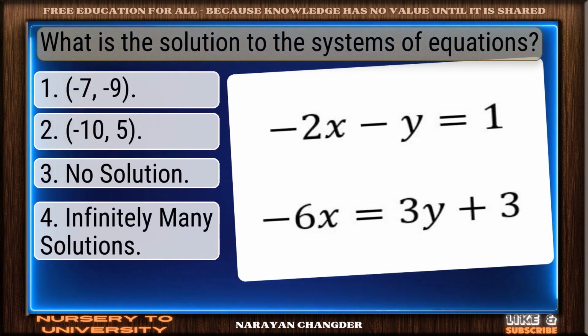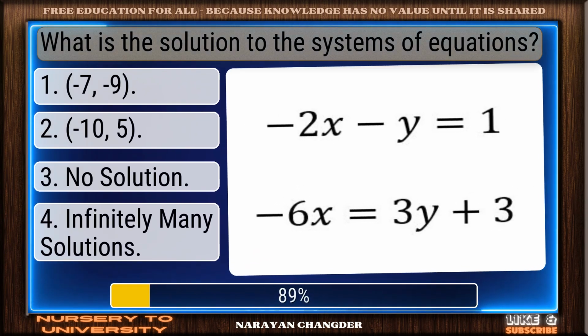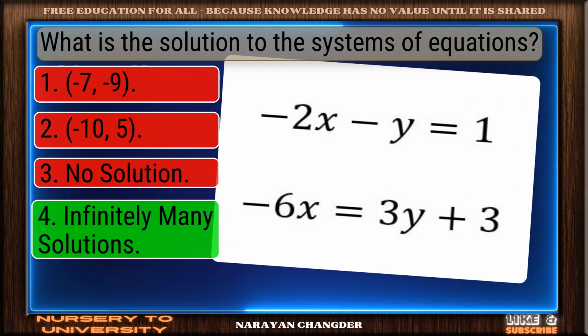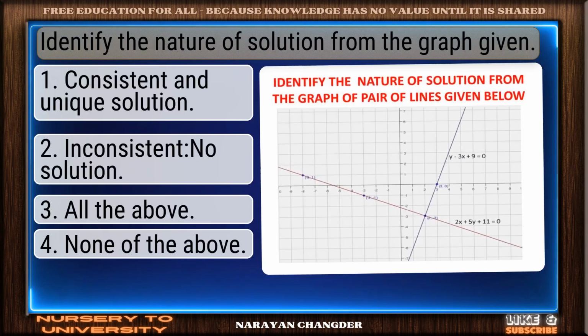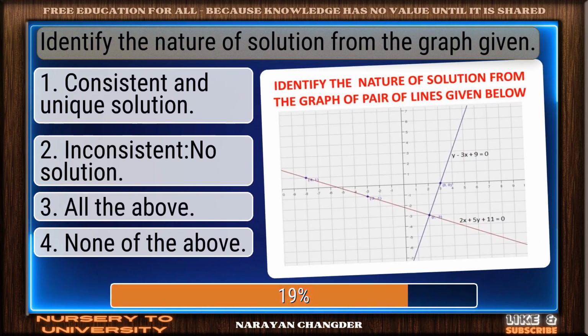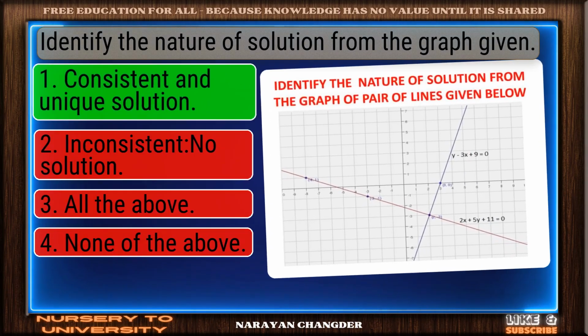What is the solution to the systems of equations? Correct response. Infinitely many solutions is accurate. Identify the nature of solution from the graph given. You chose consistent and unique solution.